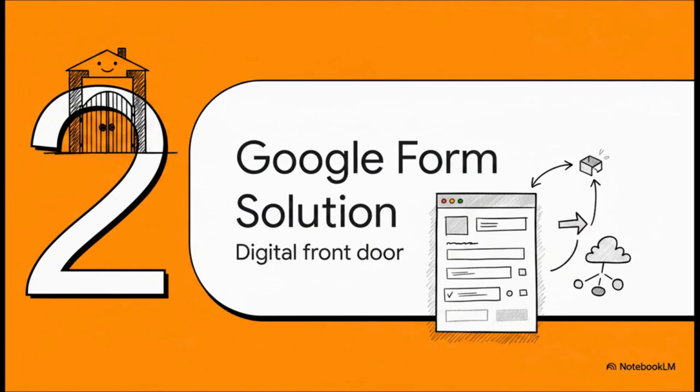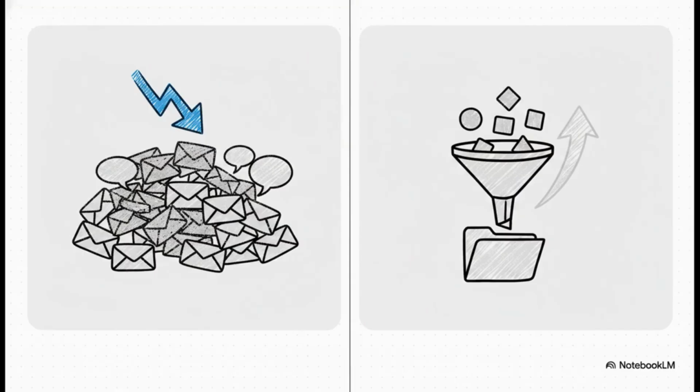Moving right along to section 2, the Google Forms solution, creating a professional digital front door. Now, this is the massive transformation we're making today. We are completely moving away from the stressful, old way you see on the left, managing those scattered DMs, missing out on emails, and ultimately losing revenue. Instead, we're stepping into the streamlined, new way on the right.